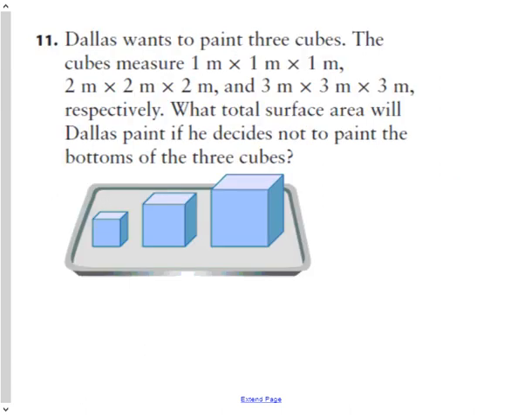Question 11 gives you 3 cubes. It says Dallas wants to paint the 3 cubes. The cubes measure 1 by 1 by 1, 2 by 2 by 2, and 3 by 3 by 3, respectively. What total surface area will Dallas paint if he decides not to paint the bottoms of the 3 cubes?